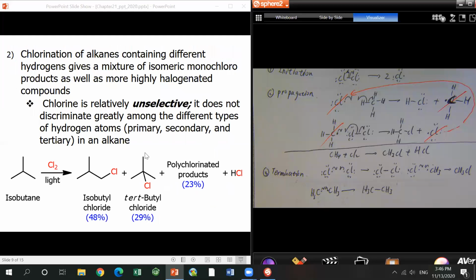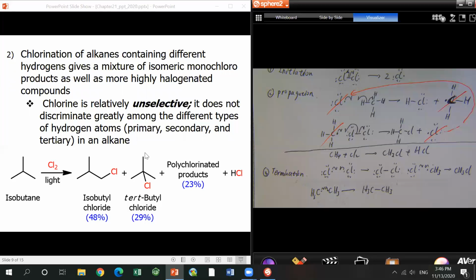Another problem is if you have more than one kind of proton, so you have unsymmetrical structures, then there's less selectivity for the chlorination. All the possible protons can be replaced by Cl.